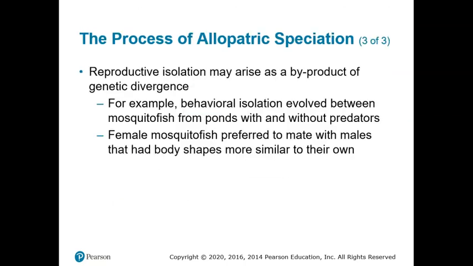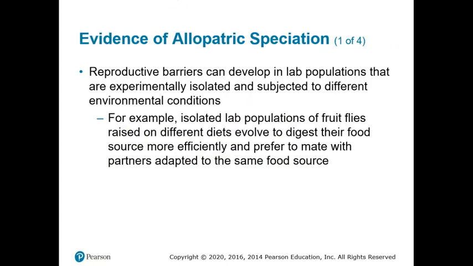And so reproductive isolation may evolve when they are separated. For example, when we become isolated, we could develop different behaviors. Female mosquito fish prefer to mate with males that had body shapes similar to their own. And so that is a behavioral isolation, which led to speciation, according to science.